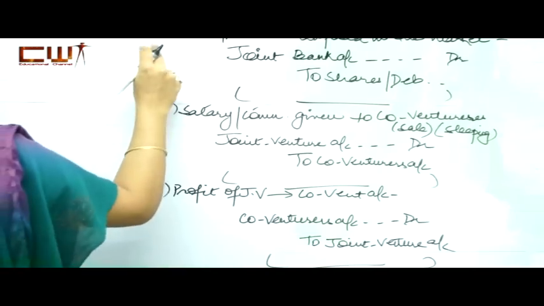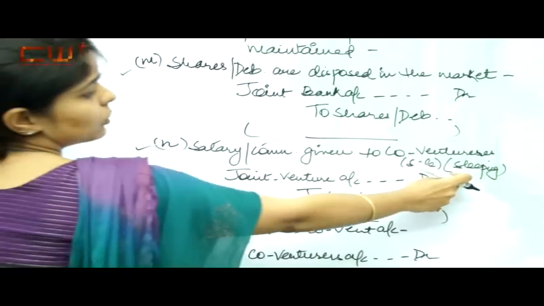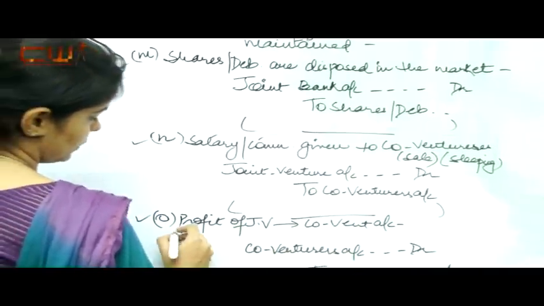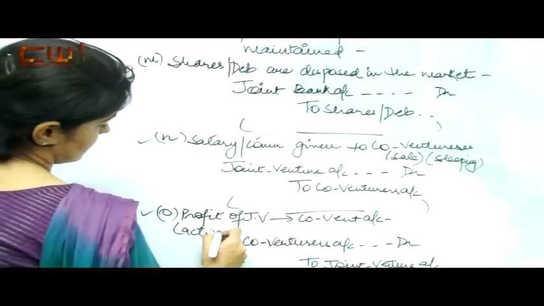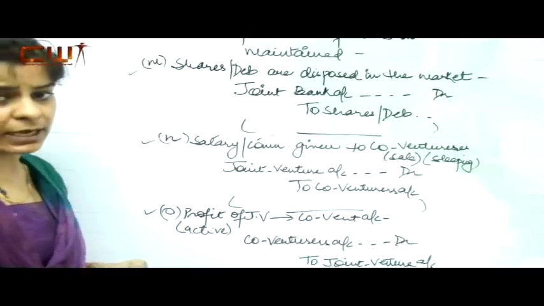So salary or commission is given only to the sleeping partners, and profit is given to the active partners. Right? We will do the next two entries. Next entry, the last entries that are being given to us.